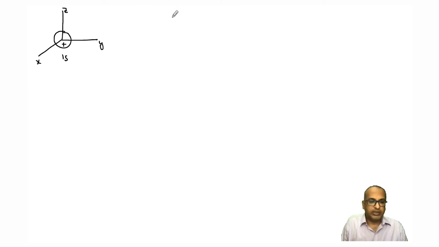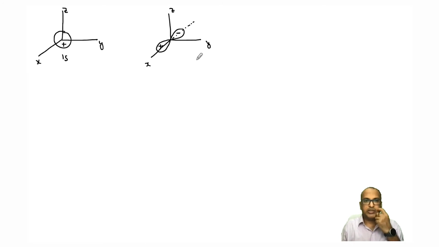Then we have, let's say, px, py, pz orbitals. So this is my x, y, and z, and then I'll call it plus and minus, right? This is px. So I'll write it as px. Similarly, I can have py, balloon diagram for py. So then you'll have x, y, z.